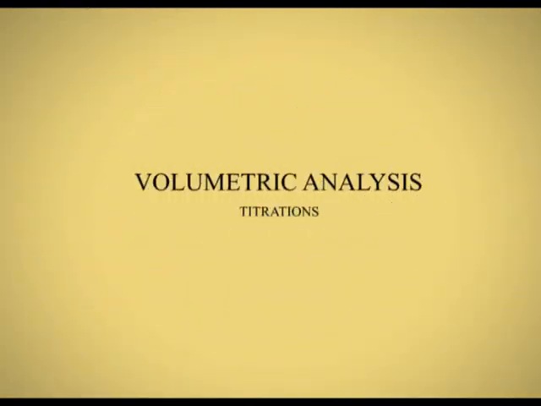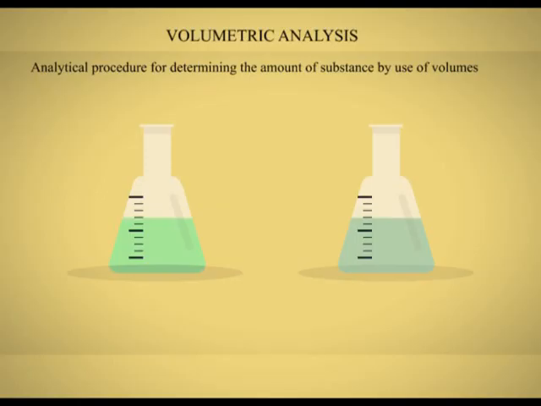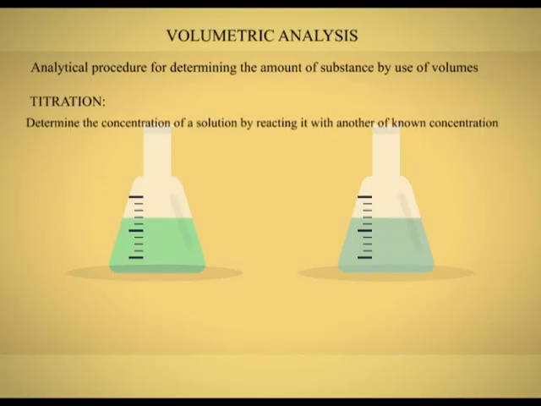Next, volumetric analysis. Volumetric analysis is an analytical procedure used to determine the amount of substances by measuring volumes. One volumetric analytical procedure is titration. Titration is a technique used to find the concentration of an unknown solution when you know the concentration of another.